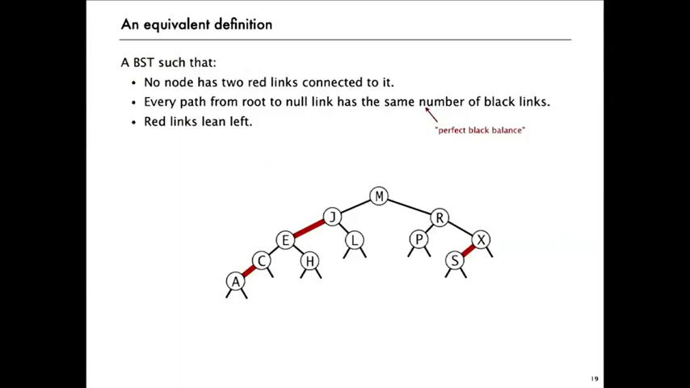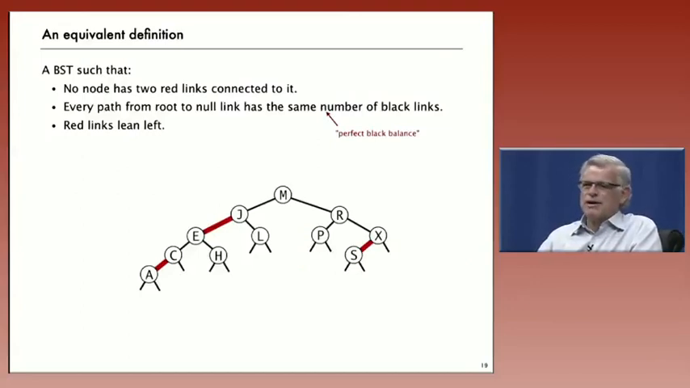Now look at the properties of a left-leaning red-black BST, with reference to what we know about 2-3 trees. First of all, no node has 2 red links connected to it, because the only red links are internal to 3 nodes, and those have to have external links or tree links connecting them to some other node. Every path from the root down to a null link has the same number of black links. That just follows directly from the corresponding property for 2-3 trees. A left-leaning red-black BST has perfect black balance. And all the red links lean left.